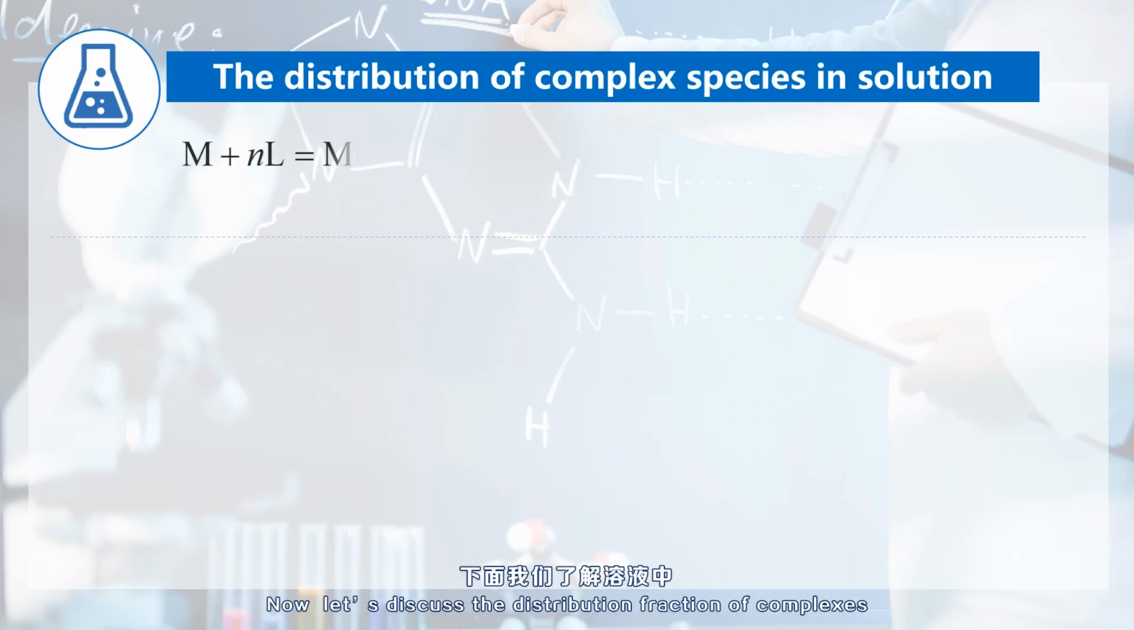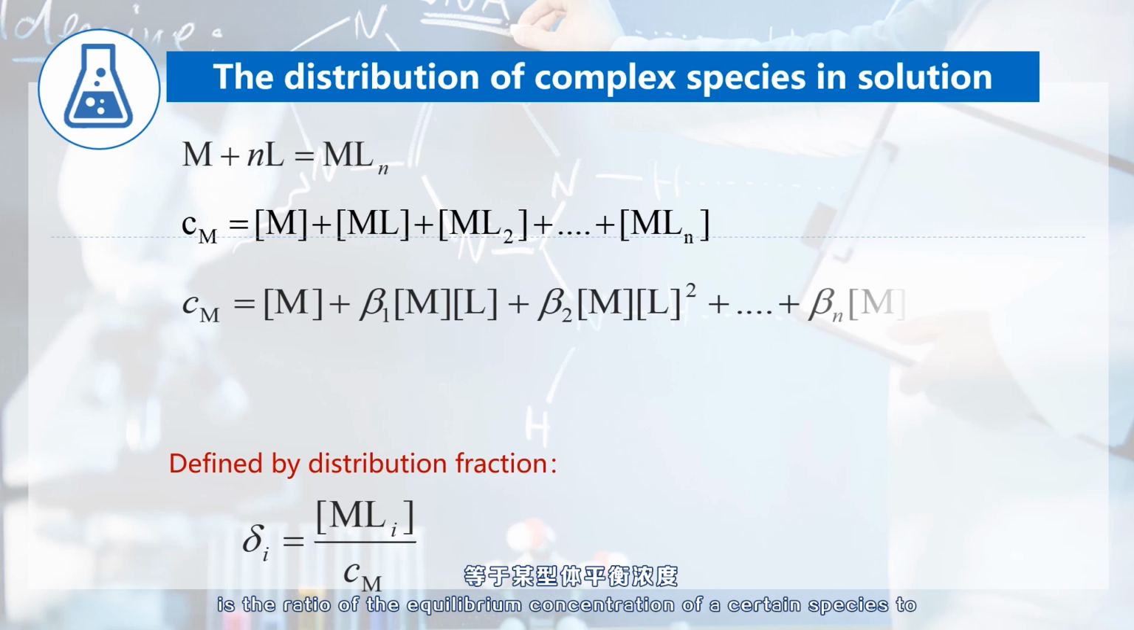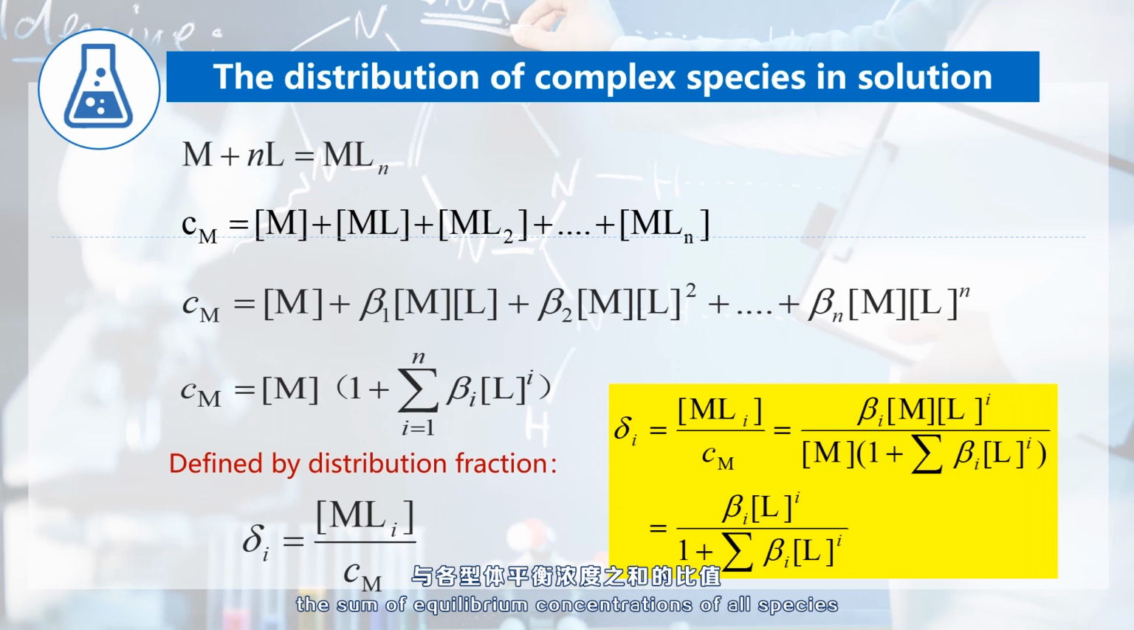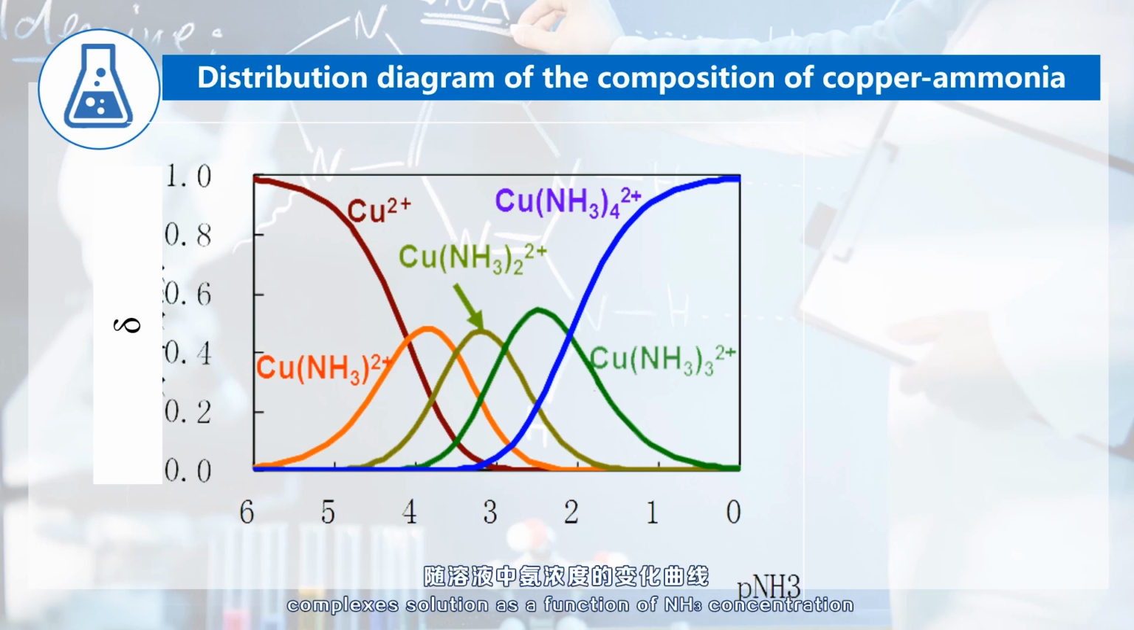Now let's discuss the distribution fraction of complexes in each stepwise formation in the solution. Delta is the ratio of the equilibrium concentration of a certain species to the sum of equilibrium concentrations of all species. Here is a distribution diagram of the composition of copper ammonia complexes in solution as a function of ammonia concentration. Because the difference between adjacent formation constants is small and their values are not large enough, there are several forms of copper ammonia complexes in the solution when NH3 varies over a large range.